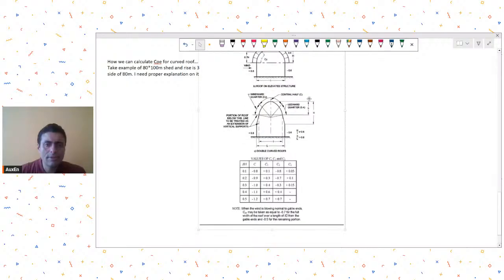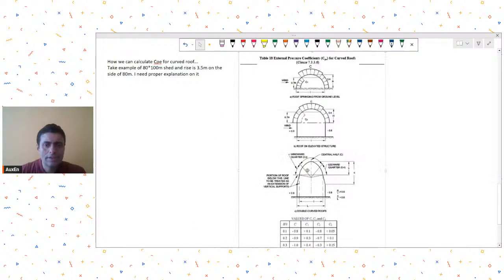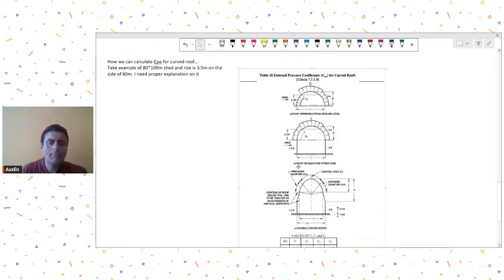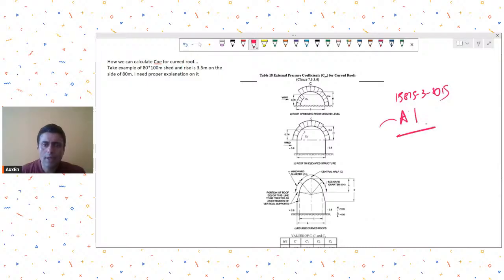So is this table visible? This is from table 18, and please note this is from the amendment. I am referring to IS 875 part 3 2015 amendment 1. So this is the figure as per the amendment. You have this example where you have an 80 by 100 meter shed.